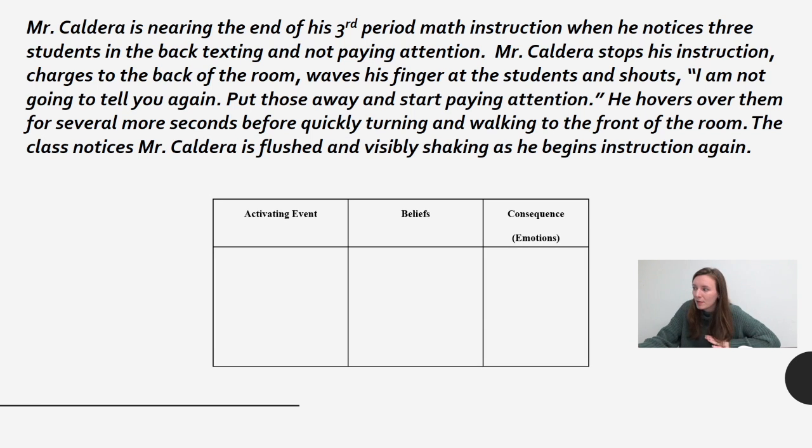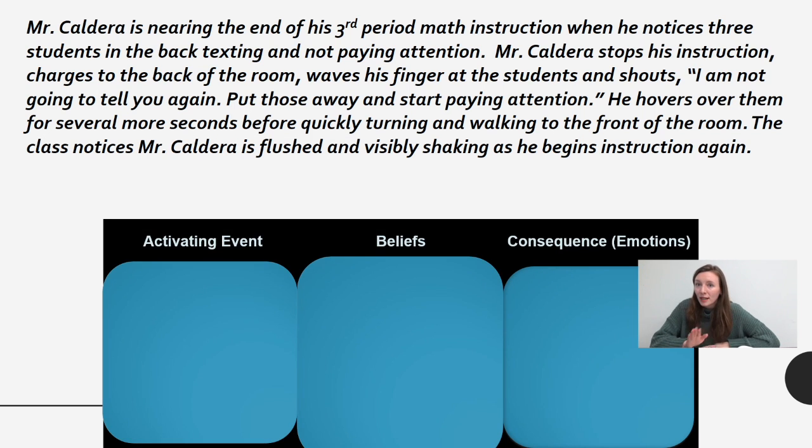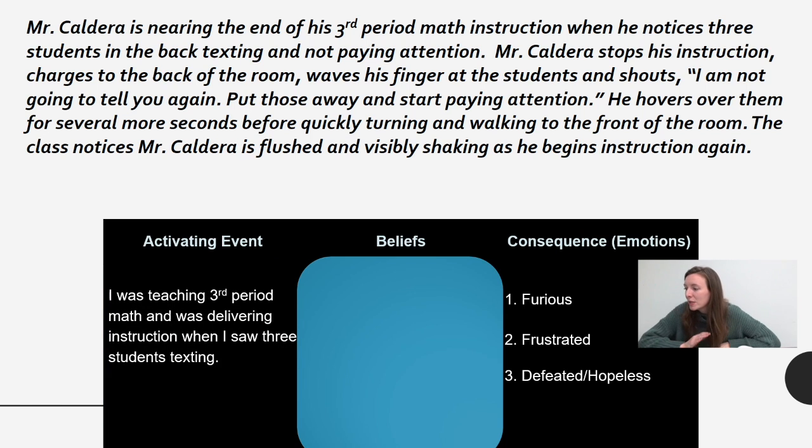Okay, let's think about the ABCs for this situation. Like I said, we start with the C, the emotion. What is he feeling? He wrote down furious, frustrated, defeated, and hopeless. That's the emotion he's experiencing. The event is he's teaching third period math and delivering instruction, and he sees 3 students texting. Notice, this is just the facts. That's just what happened. There are no emotion words in here yet.